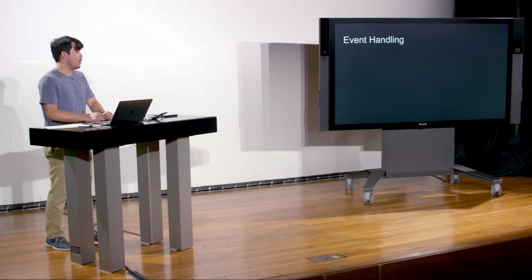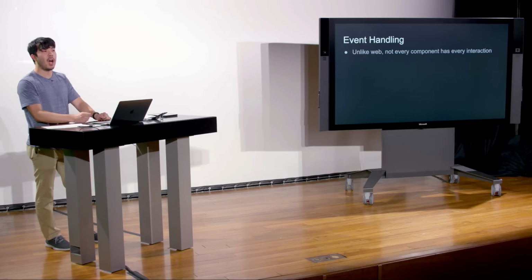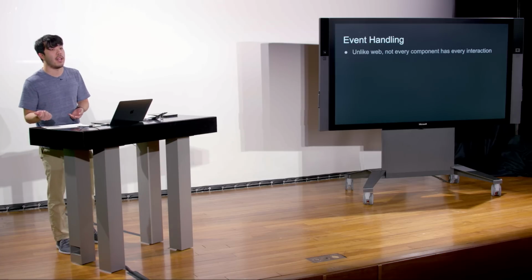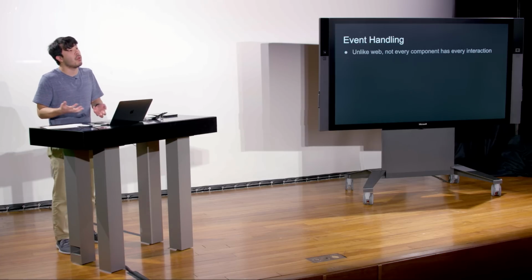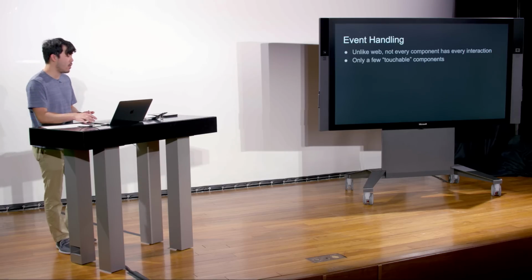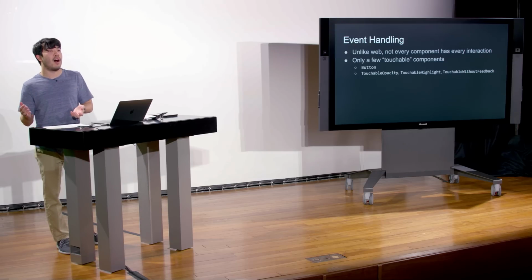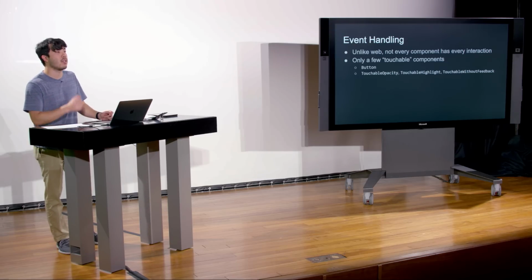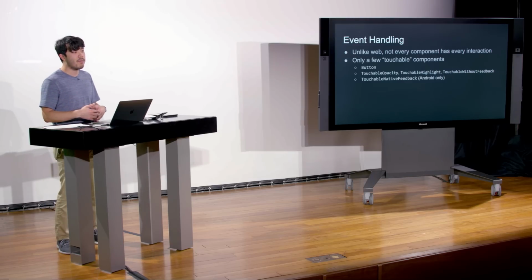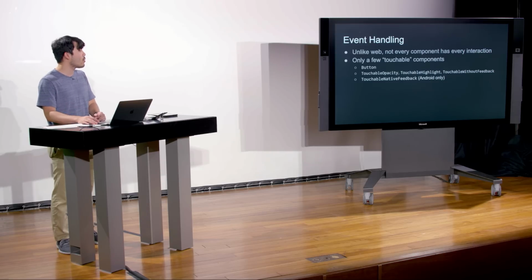So let's talk about event handling. Unlike web, not every component has every single interaction. In web, if we add a div, we can assign an onClick to that div, or a list item or a list, anything we can assign an onClick to. But unlike web, there are only a few touchable components in React Native. Those are a button, which we've used before, these three things called TouchableOpacity, TouchableHighlight, and TouchableWithoutFeedback, which are three base components that have slightly different reactions when you touch them. And lastly, TouchableNativeFeedback, which is a native component that you can only use on Android.